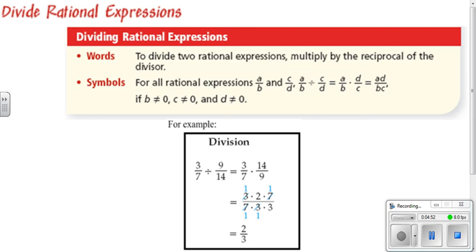Similarly, if we were going to divide rational expressions, we can kind of break that down into dividing fractions. It's going to be pretty much the exact same as multiplying. The only difference here is, remember, whenever we divide by a fraction, we have to multiply by the reciprocal. So we can't just divide straight through. We have to flip these two around, and that would give us this 14/9 here. Once we have it as 3/7 times 14/9, then it's the same as what we did before.